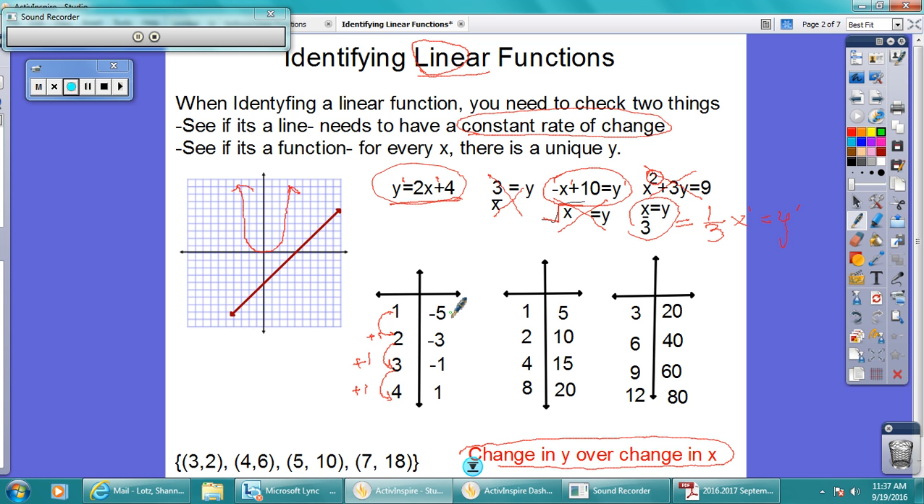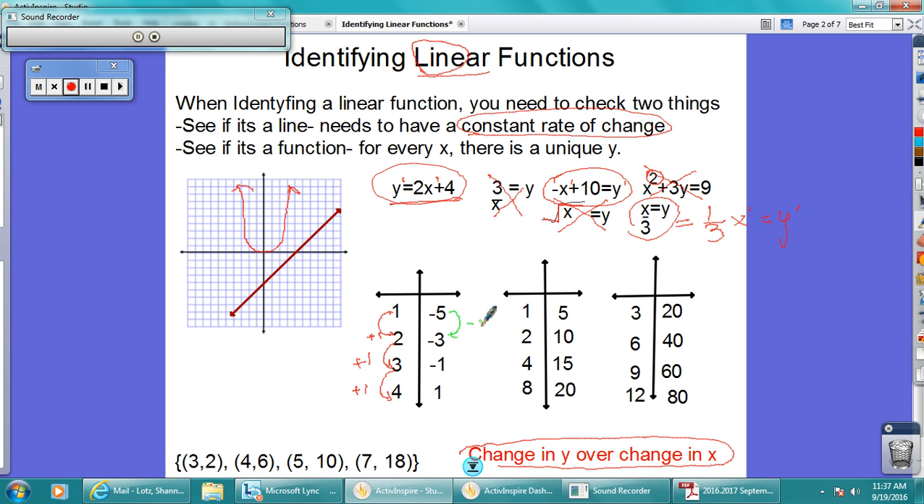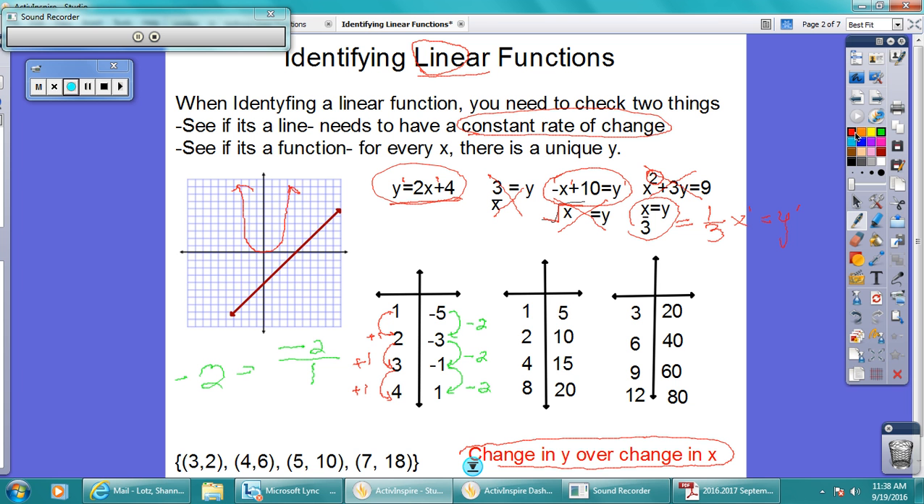Okay, so from -5 to -3, we're changing by +2. From -3 to -1, +2. From -1 to 1, +2. So see, all of these are constant. When you take the change in y over the change in x, it's all constant. So your rate of change here is 2. Okay? Now let's take a look at the second one.